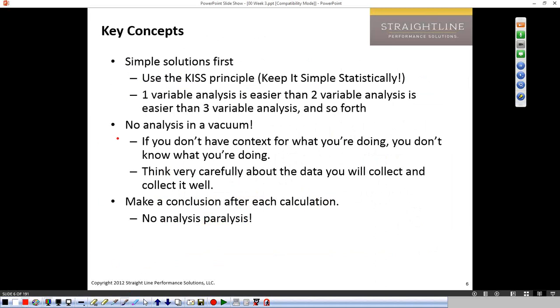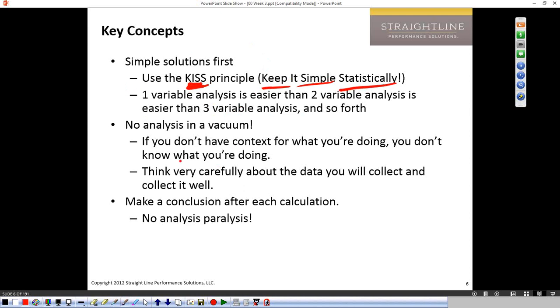First things first, we're going to use the KISS principle. I'm not talking about Gene Simmons here. I'm talking about keep it simple statistically. So the KISS principle is we're going to keep it simple statistically. If we can say what we need to say with two variables, great. We're going to do that. If we can say it with three variables, okay, we'll do that. But we should start to say things with two variables before we use three variables, before we use four variables, etc. So we're going to spend a lot of time learning one variable statistics, then we'll do two variable statistics, and so forth. That's the first principle.